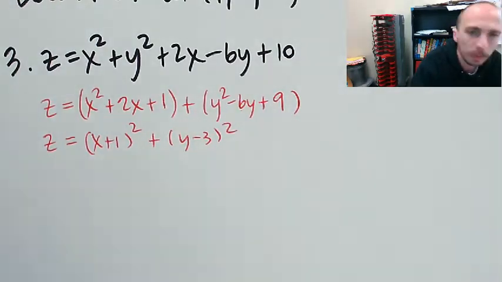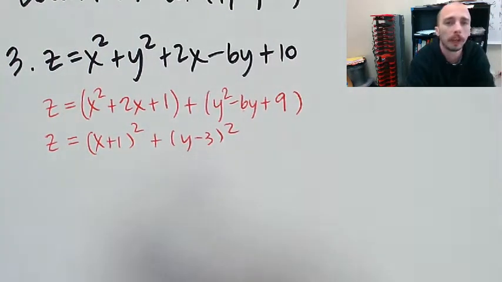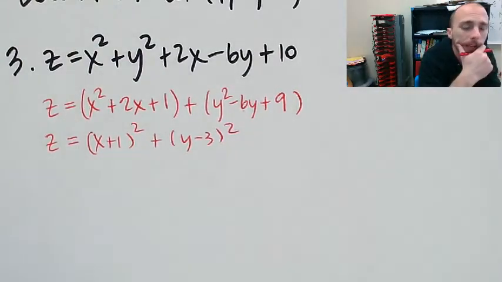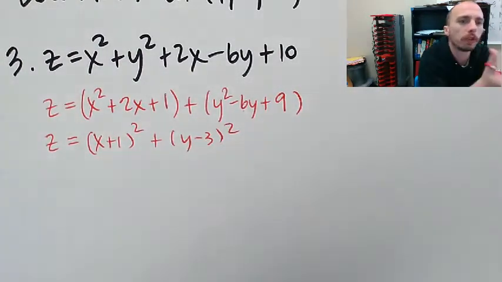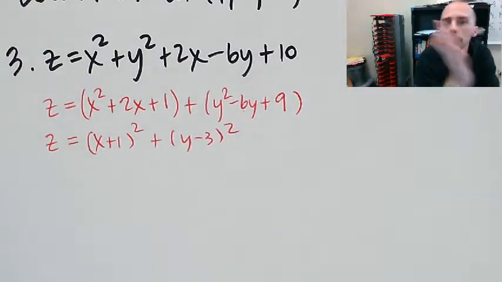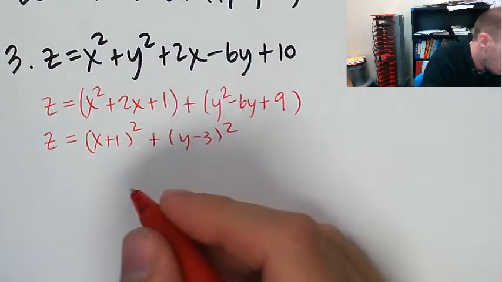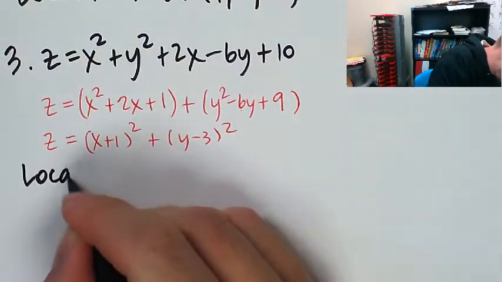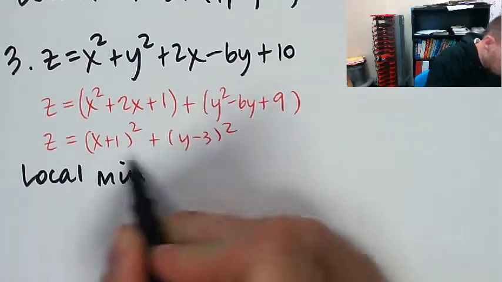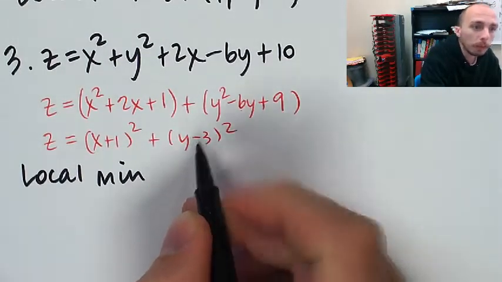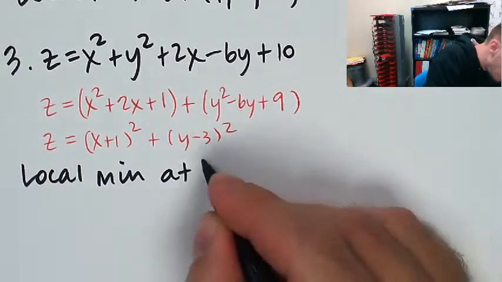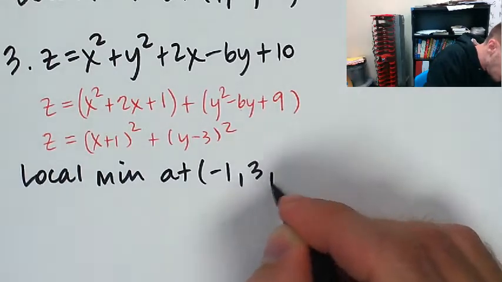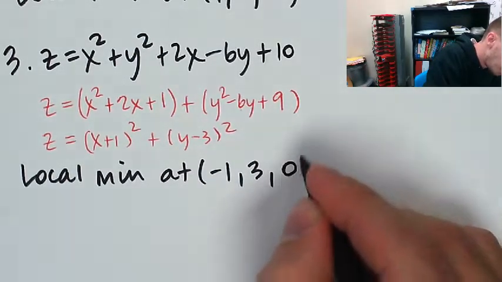So we know what this is going to look like. It looks like one of our soft cones, just translated over to the left by 1 and out by 3, if y is the in and out direction. This one has a local minimum, because the least these squared numbers can be is 0. So local minimum at the point where x is -1, y is 3, and z would be 0 in that case.